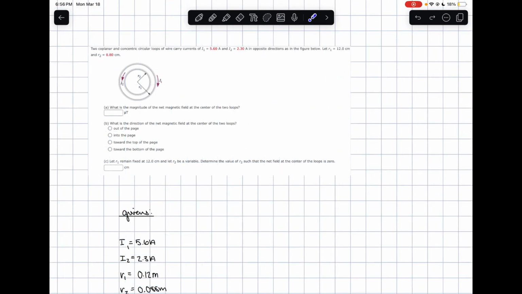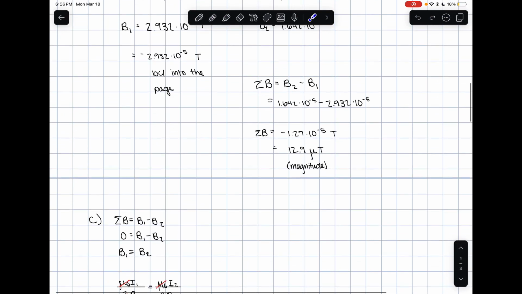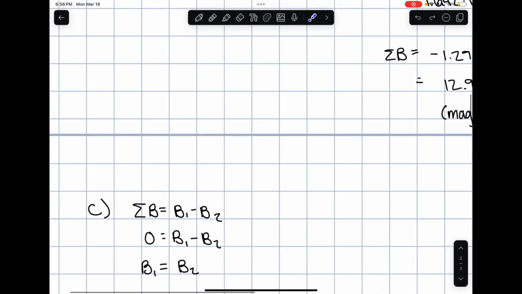Finally, let's take a look at part C. Let R1 remain fixed at 12 centimeters and let R2 be a variable. Determine the value of R2 such that the net field at the center of the loop is 0. So how we can start part C is by saying the net field, or net B, is equal to B1 minus B2, like we did before. Then we can say the net field is equal to 0, as the problem told us it should be. Then we can say that B1 is equal to B2.